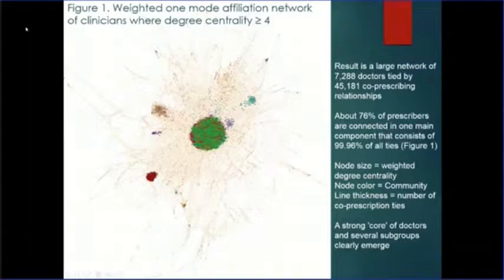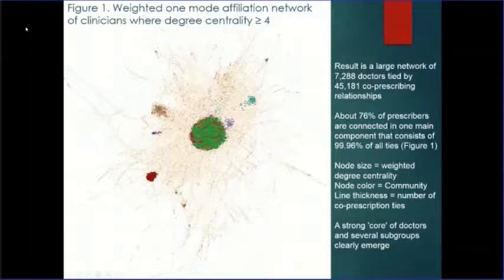But just to tell you a little bit about this figure, the node size is the weighted degree centrality. So the larger the node, the more connections they have to other physicians through common doctor shoppers. Node color is community, which is an algorithm that tells you that people in that community have more ties to each other than to people outside. And the line thickness is the number of co-prescription ties. So that's the weighted part, right? In other words, if Michael is prescribing to 10 of my patients, then our tie would be weighted by 10. So that's the thickness of the line.